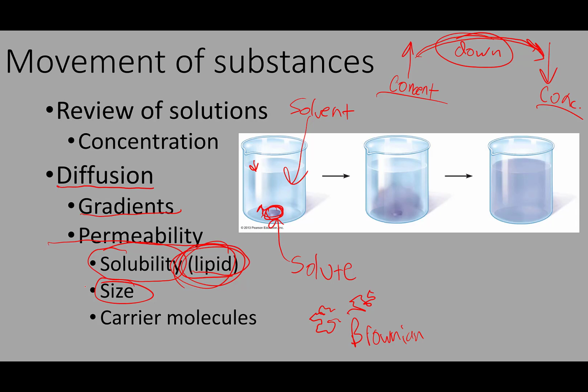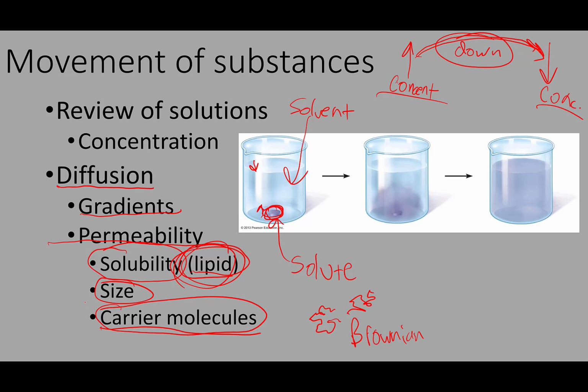Next, size. The smaller something is, the more likely it is to be able to pass through that phospholipid bilayer. The bigger something is, the less likely it is to be able to pass through. And last, the presence of carrier molecules in the plasma membrane, proteins. So if a cell wants something to be able to get in, chances are that cell membrane is going to have a carrier molecule for that substance for it to pass through easily. We'll look at some of these different types of proteins in a little bit. We saw them in the previous lecture.